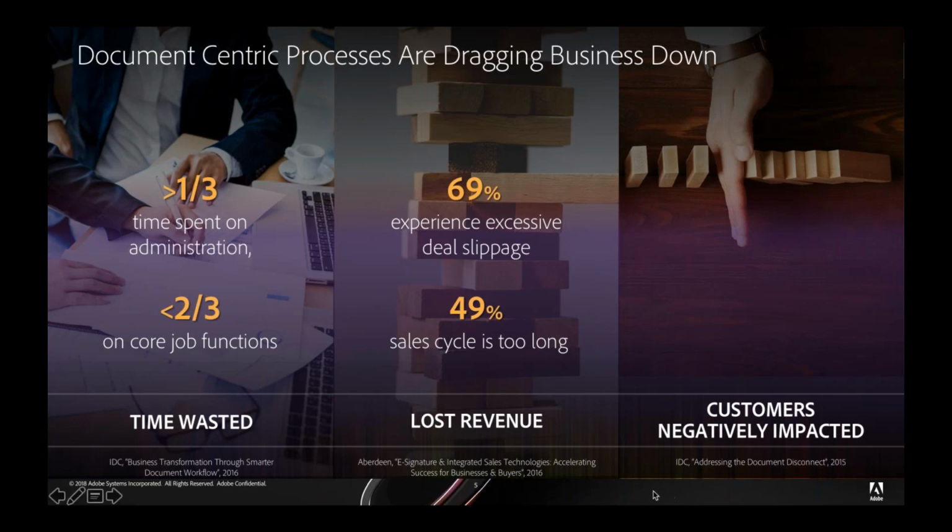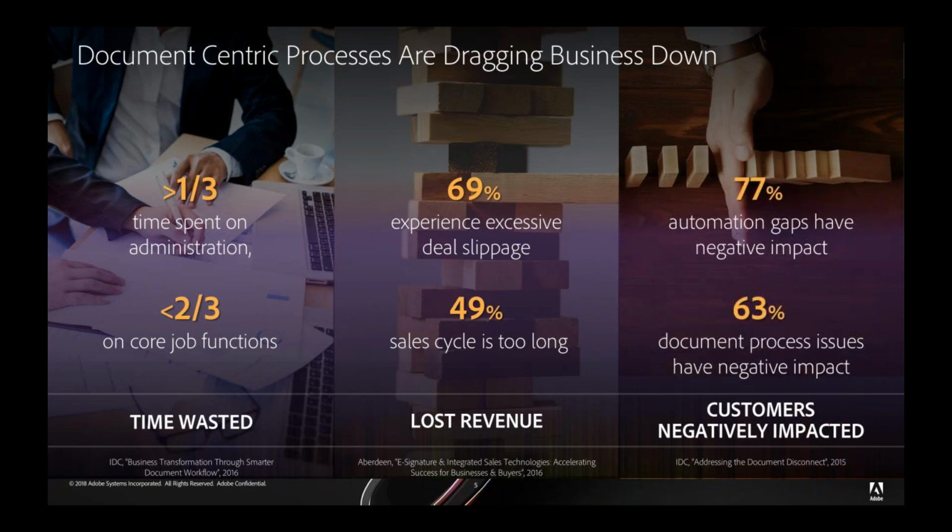66% of the customers, and there's a reference here at the bottom to an Aberdeen research project. They surveyed customers, and 66% of those experienced excessive deal slippage. 49% say that their sales cycle is too long due to manual and paper-based processes. And then one more thing, there's just a negative impact when customers have to print, sign, send, fax documents. That impact is pretty significant.